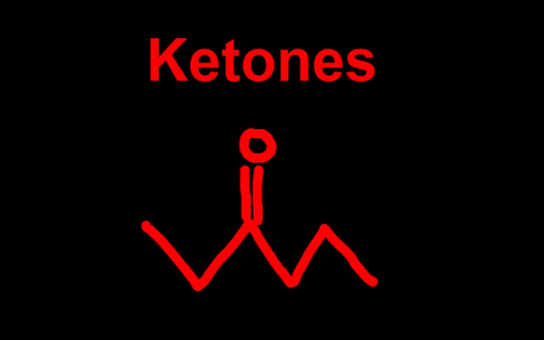Okay, I changed my mind. Esters will be later. Right now we're doing ketones because they're actually pretty easy. Ketones happen when you have a carbon double bonded to an oxygen and then another carbon on both sides.